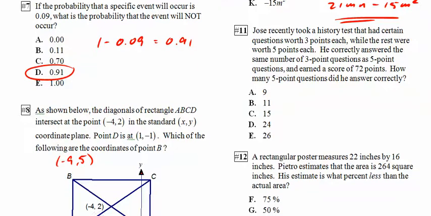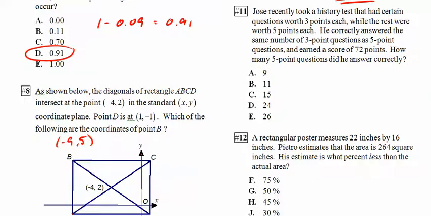Jose took a history test. Certain questions were worth 3 points each. The rest were worth 5 points each. This is a very poorly worded question on purpose. They want to see if you can figure it out.